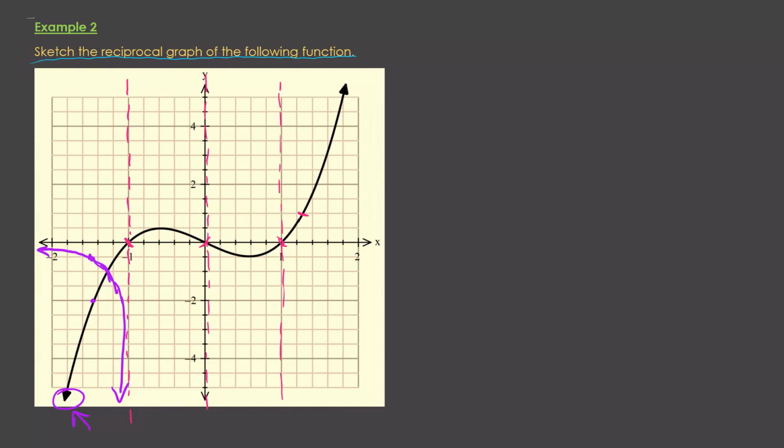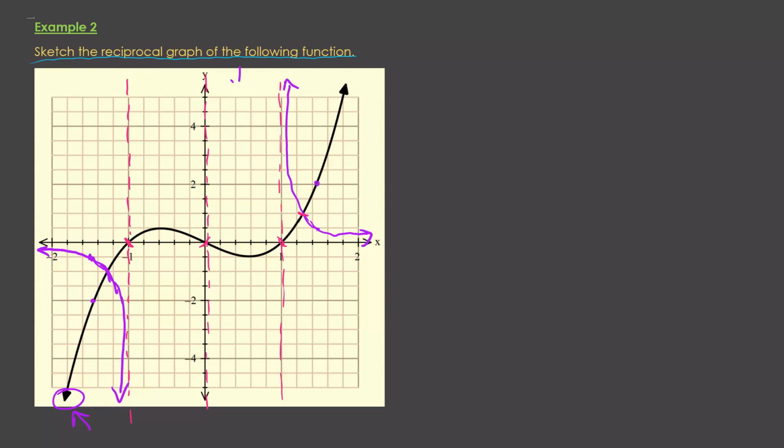So on the right hand side we can see the same sort of thing is going to happen. So where the graph is 2 there, this one is going to be at 1/2, and then it's going to go up the asymptote there and out along the axis like so.